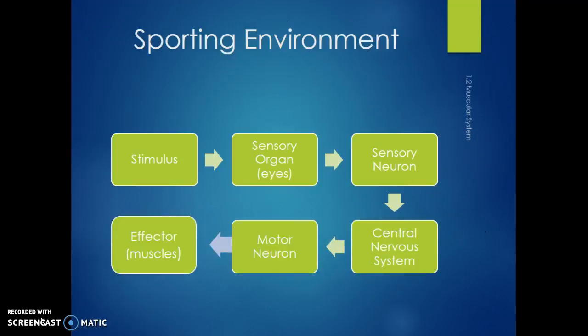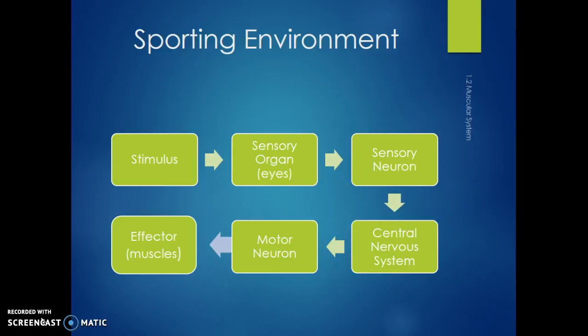So if we put this into a sporting environment, the stimulus, for example, could be a ball coming towards you, and the sensory organ that would detect this would be the eyes, as they would see the ball coming towards you. And the impulse gets sent to the central nervous system via the sensory neuron. Now, the central nervous system is made up of the brain and the spinal cord, and its role is to receive the information and carry out a decision-making process and bringing about a response.